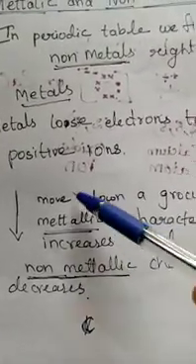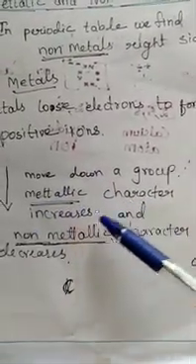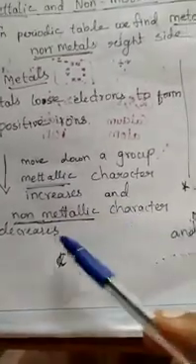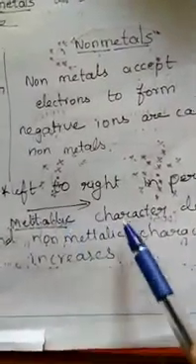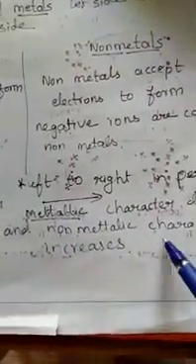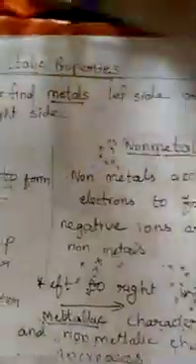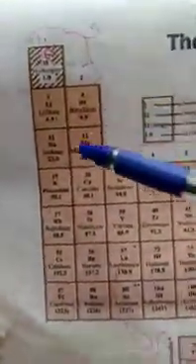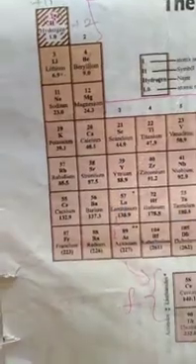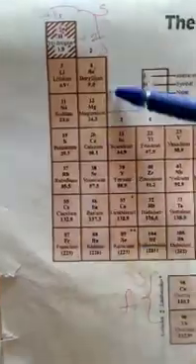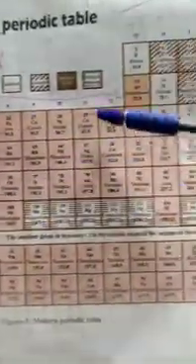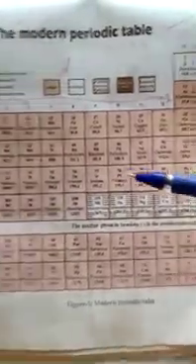When we are moving down a group, metallic character increases and non-metallic character decreases. And going from left to right in a period, metallic character decreases and non-metallic character increases. Why is this happening? On moving down a group, there are only metals, no non-metals. That is why metallic character increases and non-metallic character decreases.